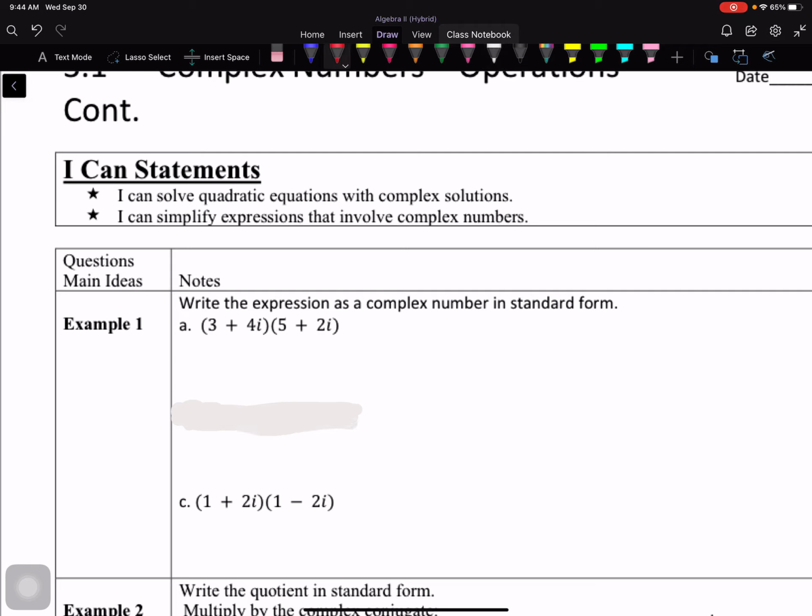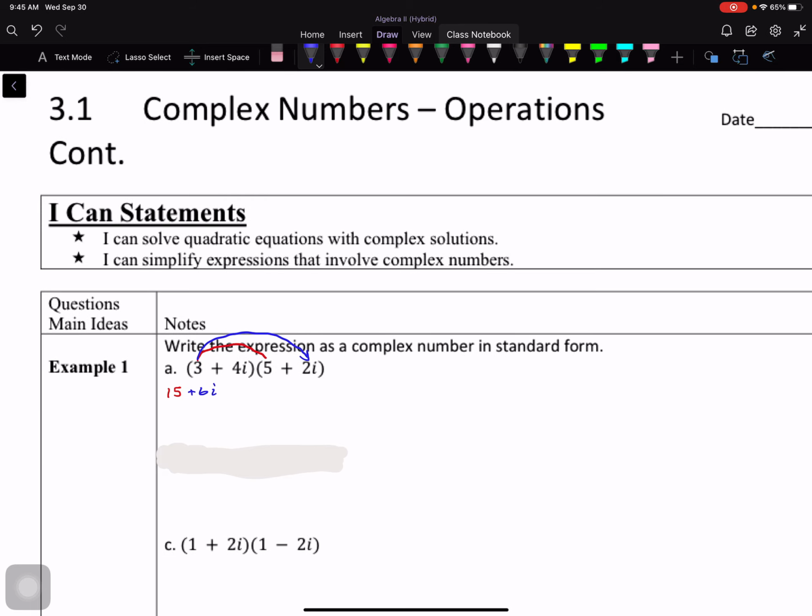Okay, we'll do the first and the last one. So here's how it works. FOIL, or distributing. So you're going to take the first number, 3, multiplied by the first number. So 3 times 5 is 15. Then you're going to take the first number again, multiply it by the outside number. 3 times 2i is 6i. Then we're going to take the second number, 4. Then we take second number times the first number, so plus 20i.